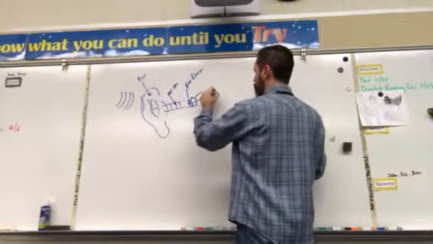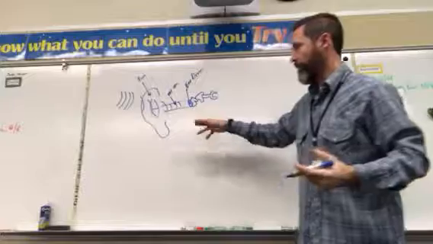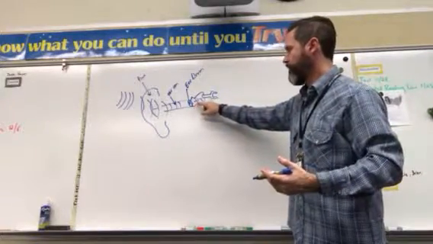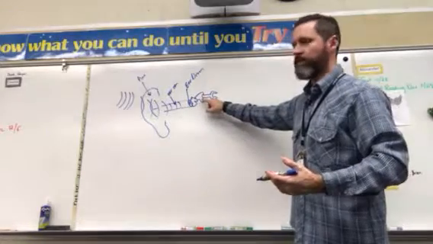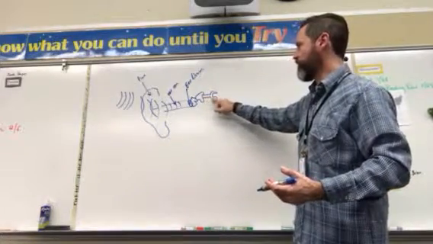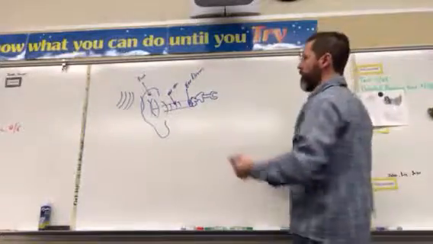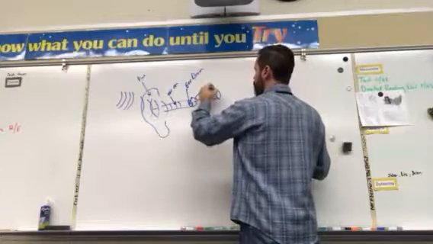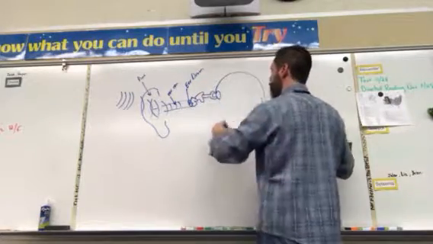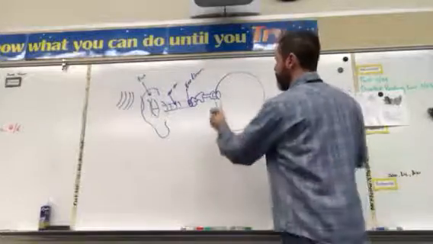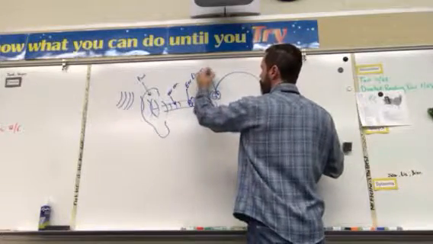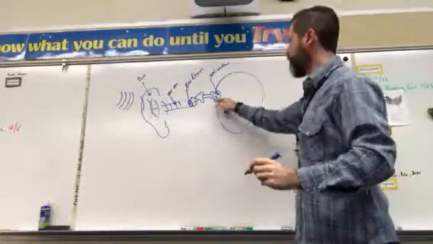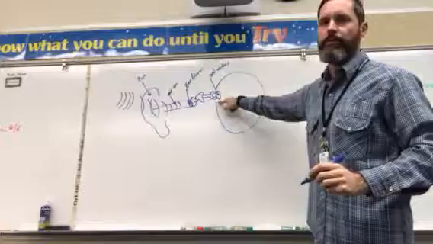And so, if you look at the function, the hammer takes the vibrations from the eardrum and transfers them to the anvil. The anvil takes the vibrations from the hammer and transfers them to the stirrup. And the stirrup then transfers those vibrations to this opening in a structure called the cochlea. That opening is called the oval window. Okay? So it takes the vibrations from the stirrup and transfers them into the cochlea.